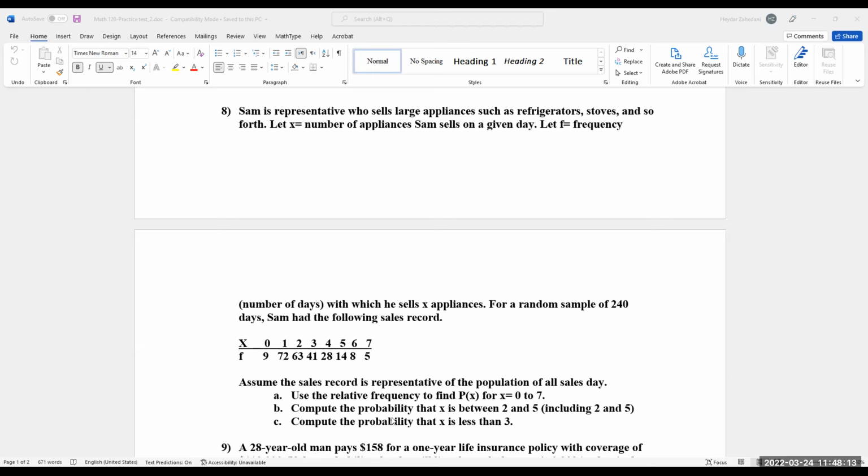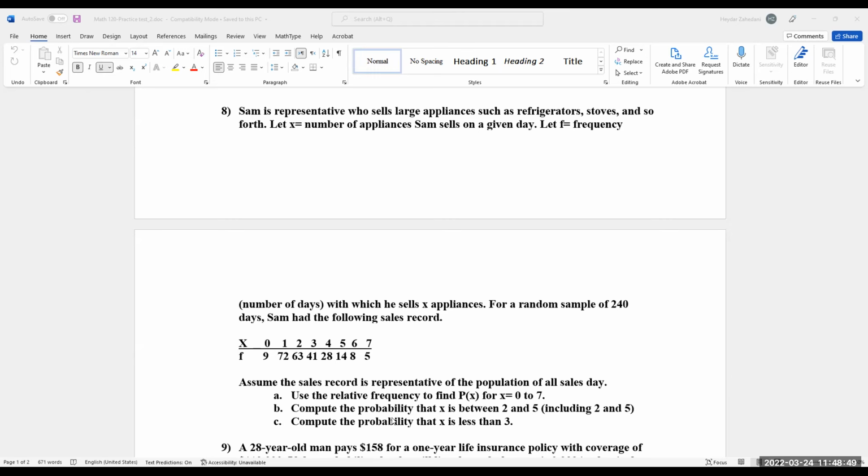X is the number of the items, and the F is the frequency of days in which those items are sold. So for example, the frequency we have is 9 days. In 9 days, they didn't sell anything. In 72 days, they sell only one item, 62 days, etc. So 0, 1, 2, 3 is the number of the items, and the frequency is the number of the days.